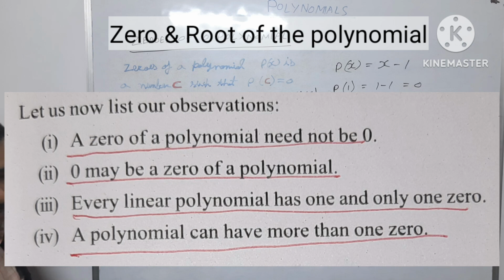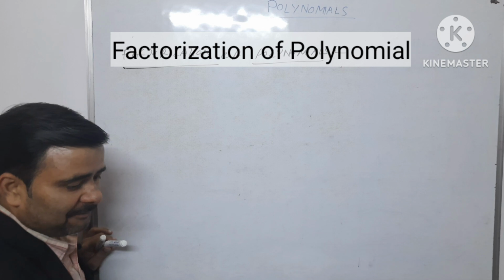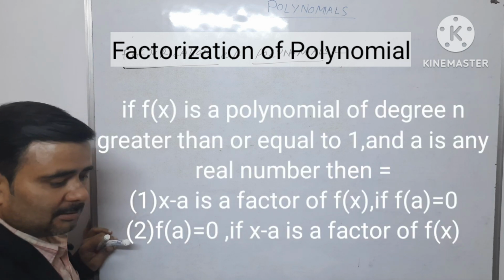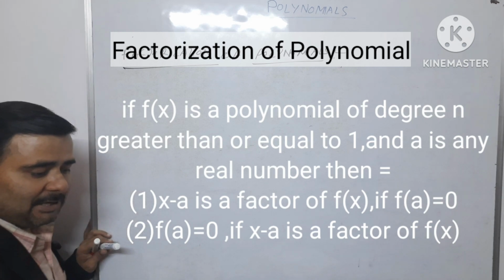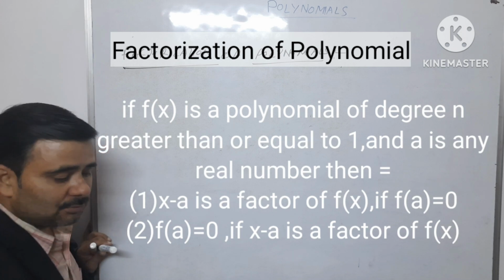Now let us list our observations. Point number 1, a zero of a polynomial need not be 0. Point number 2, 0 may be a zero of a polynomial. Point number 3, every linear polynomial has one and only one zero. Point number 4, a polynomial can have more than one zero. On this basis, if f(x) is a polynomial of degree n greater than or equal to 1, and a is any real number, then x minus a is a factor of f(x) if f(a) is equal to 0.